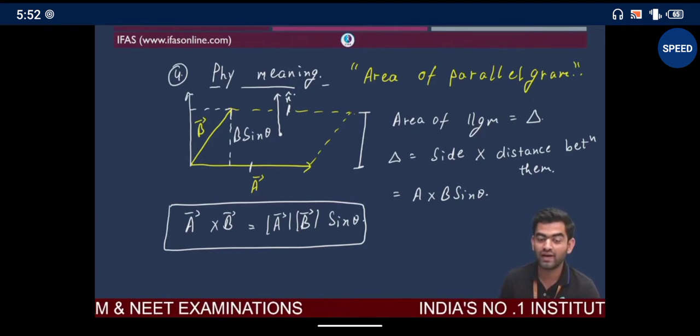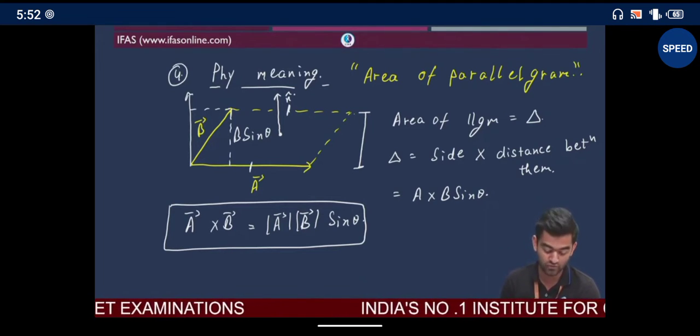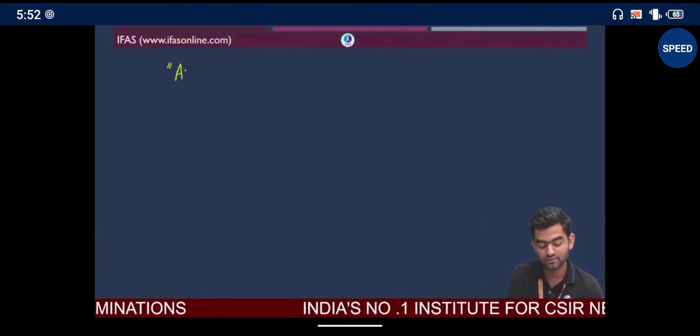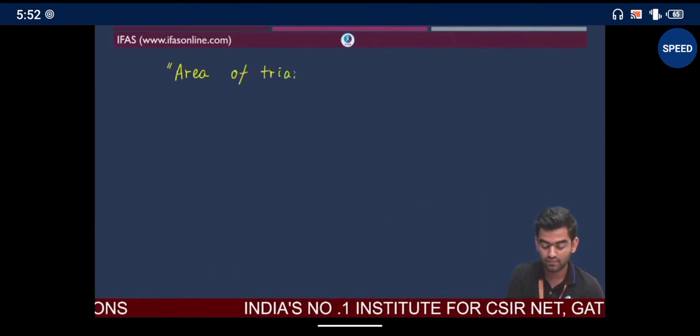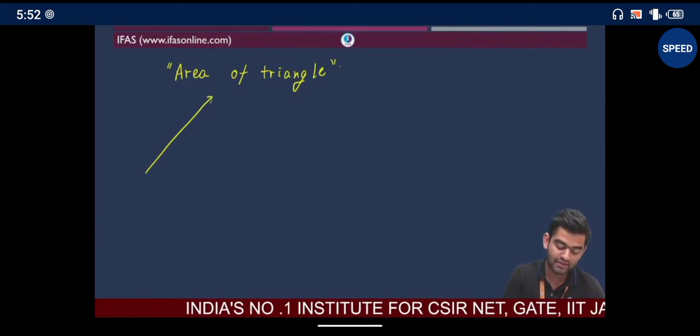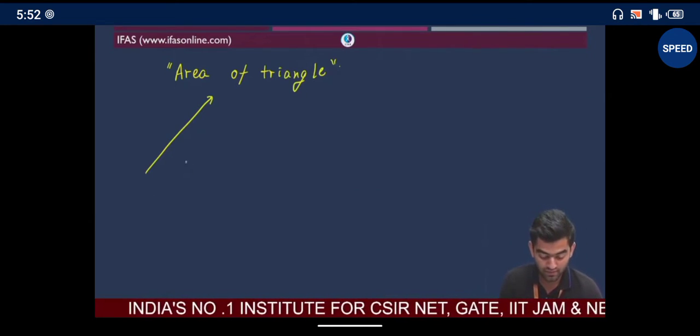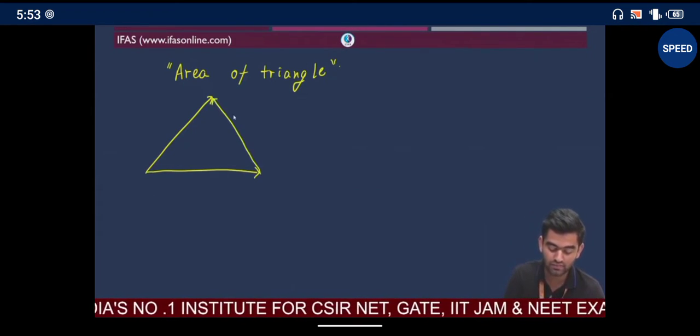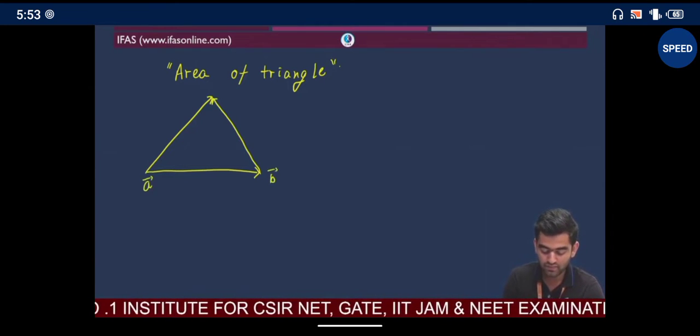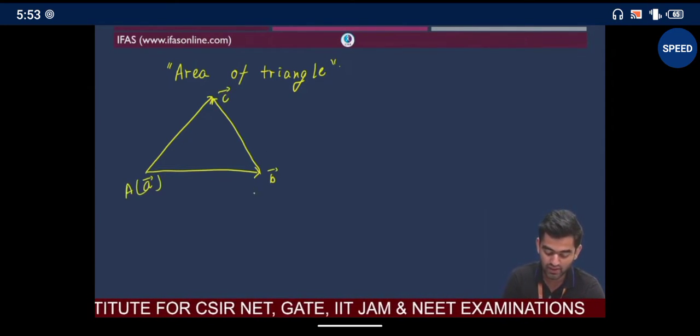Now we have calculated the area of the parallelogram. By using the same thing, we can calculate the area of a triangle as well. Now let's see how to calculate the area of the triangle using vectors. Here this is the first, this is our second, and let's say our third. Let's say this is point A, this is point B, and this is point C.